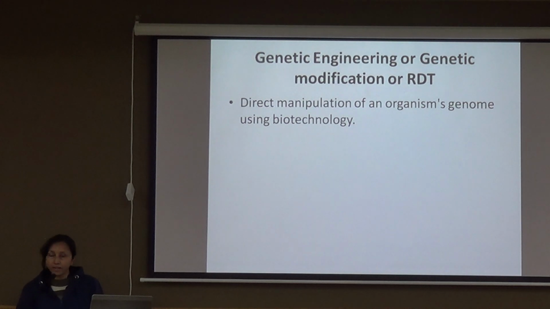How is the recombinant DNA created? Recombinant DNA is created with the help of enzymes, using DNA from two different sources. They are combined. That is why this technique is known as recombinant DNA technology. So what do we do here? We have direct manipulation of an organism's genome using biotechnology.